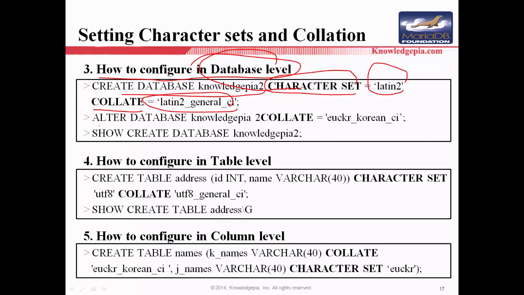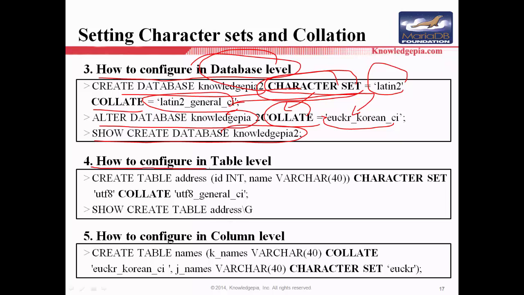Also, we can alter the database here, knowledge_v2. At first I used this one, but I want to change it like this. And if we want to see this data, we can use this command, show create database knowledge_v2. But in this case, normally this command only shows the character set options, not the collations.